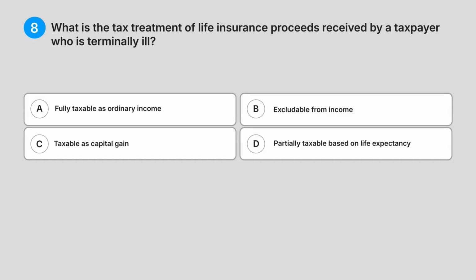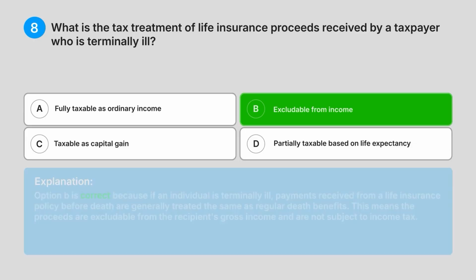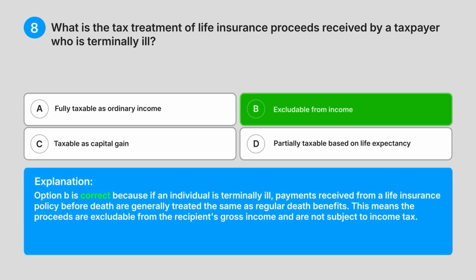Correct answer: B. Excludable from income. Explanation: Option B is correct because if an individual is terminally ill, payments received from a life insurance policy before death are generally treated the same as regular death benefits. This means the proceeds are excludable from the recipient's gross income and are not subject to income tax.